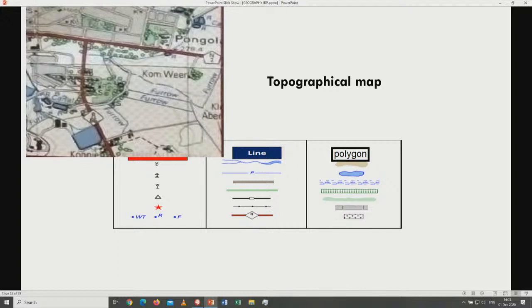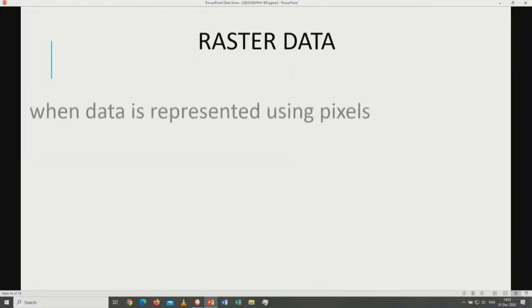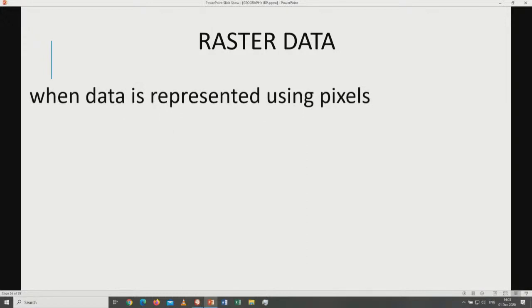Of course, a topographical map is an example of what? Of a vector data model. The raster data model, on the other hand, is represented using pixels. The pixels, grade 12. We use pixels to represent data on which map? Where we use pixels? Okay. Let me just go through this first, and then I'll show you.